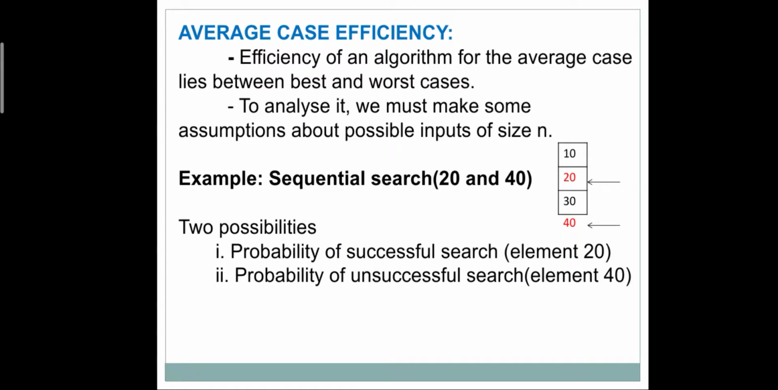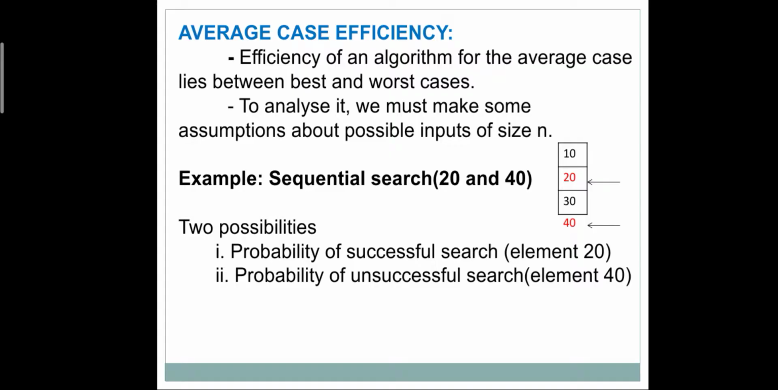For the average case, the efficiency lies between best and worst cases. To analyze it, we must make some assumptions about possible inputs of size n. Here, we are going to search two elements 20 and 40. There are two possibilities of the outcome, such as the probability of a successful search for the element 20 and probability of unsuccessful search for the element 40.